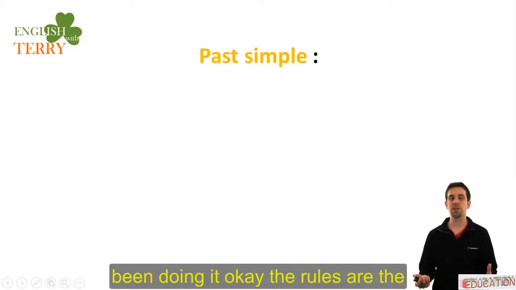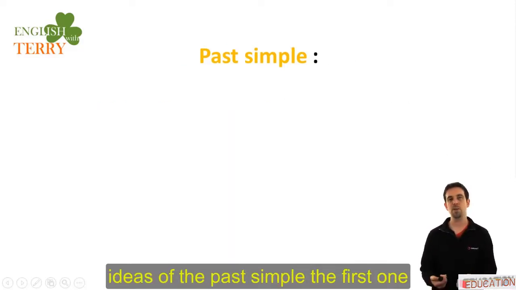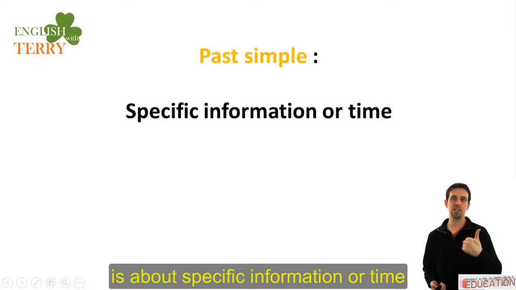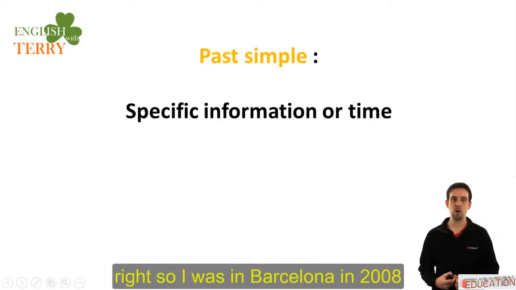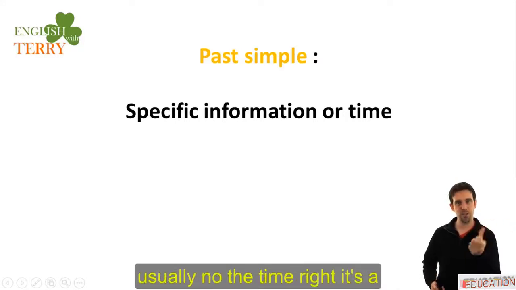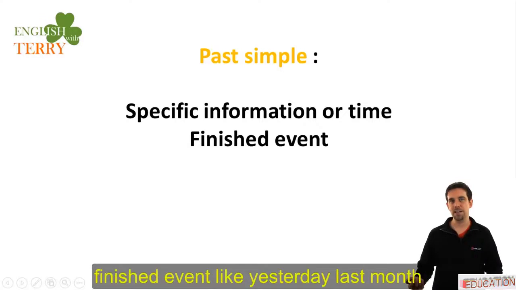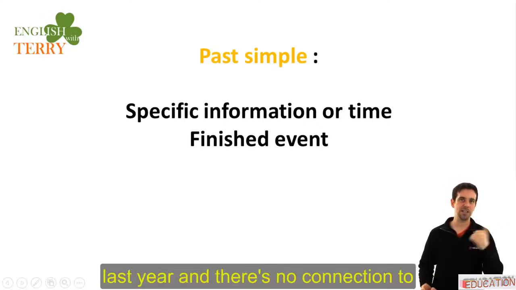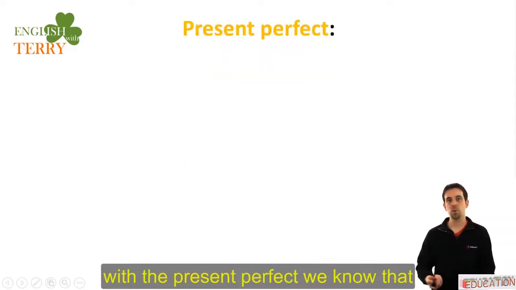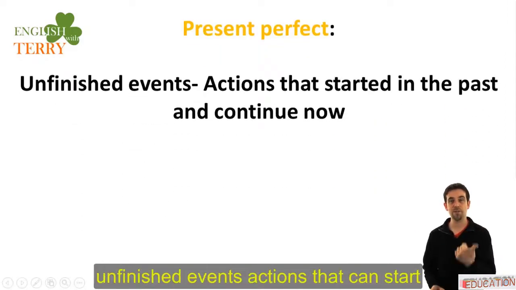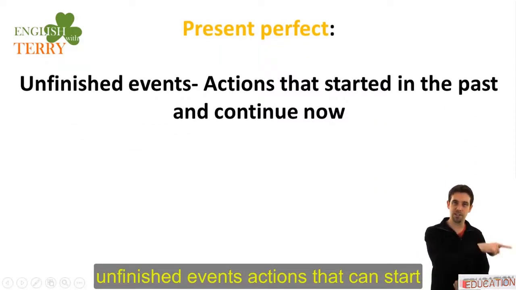Okay? The rules or the ideas of the past simple. The first one is about specific information or time. Usually the idea is much more specific, right? So I was in Barcelona in 2008. Usually we know the time, right? It's a finished event like yesterday, last month, last year, and there's no connection to the present, right?